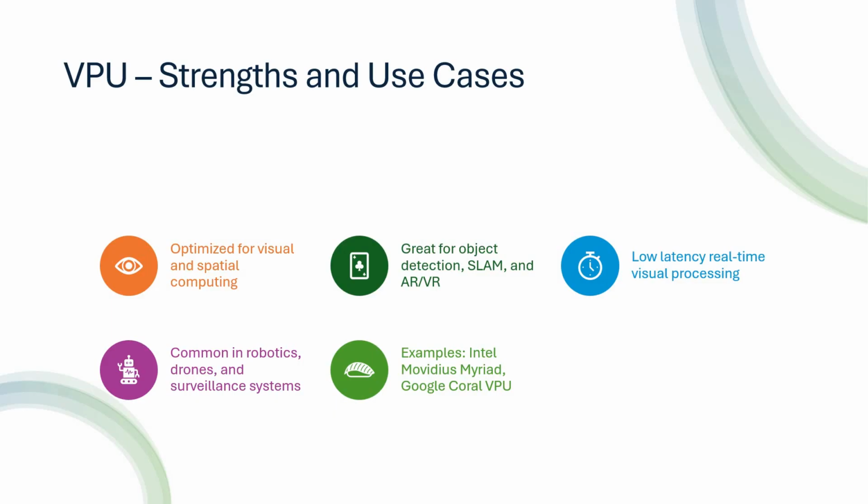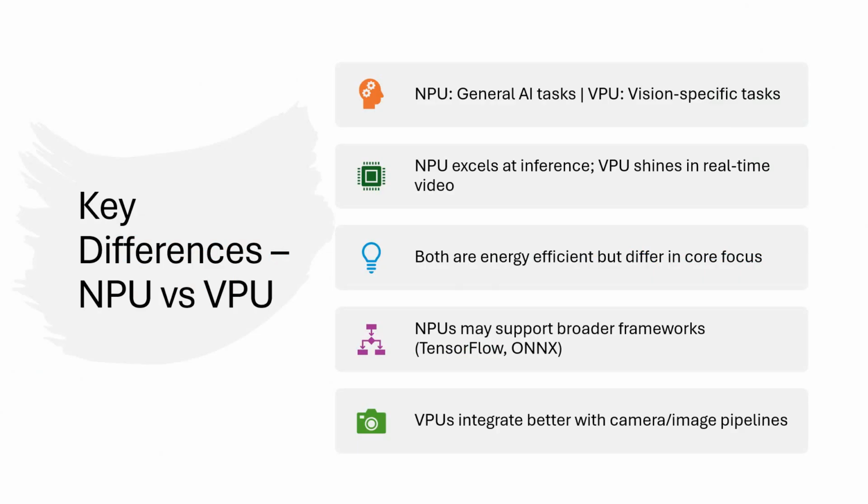Intel's Myriad and Google's Coral series are great examples. Their core strength, what is it? Real-time video stream processing without draining power or heating up your system. Alright, what are the key differences that these two carry?